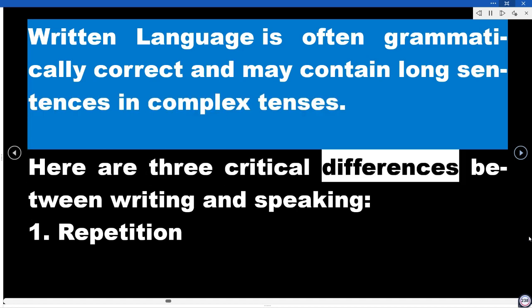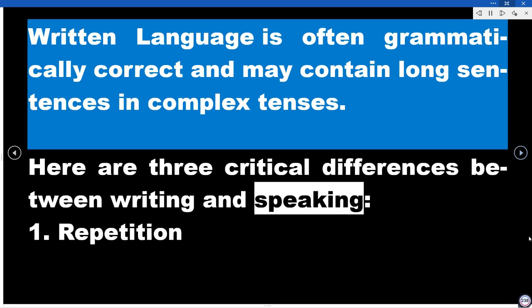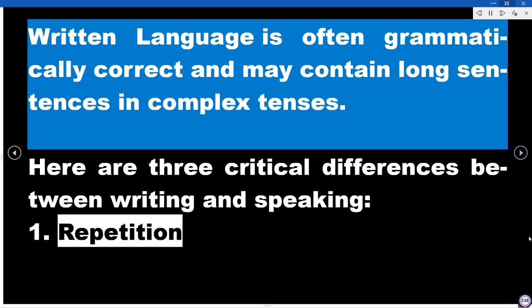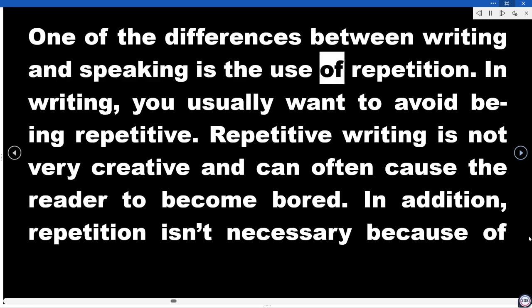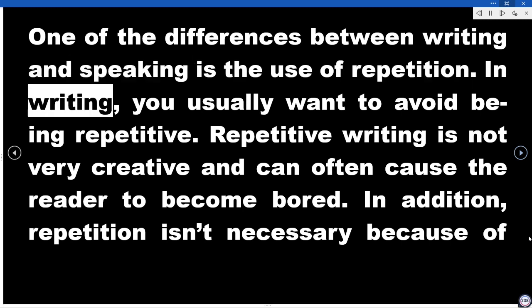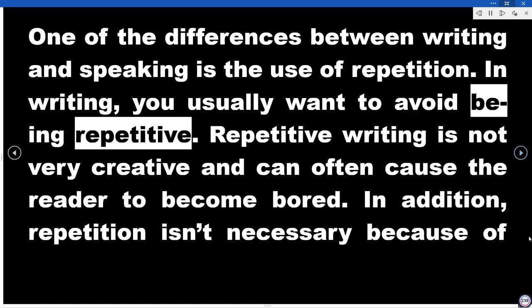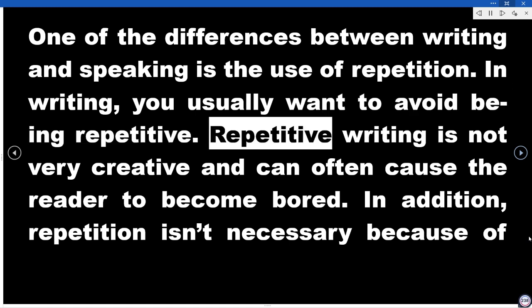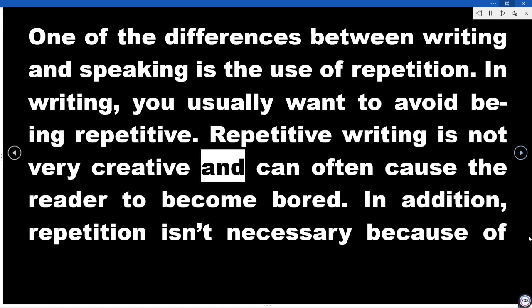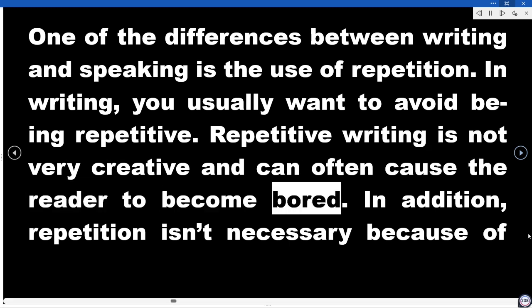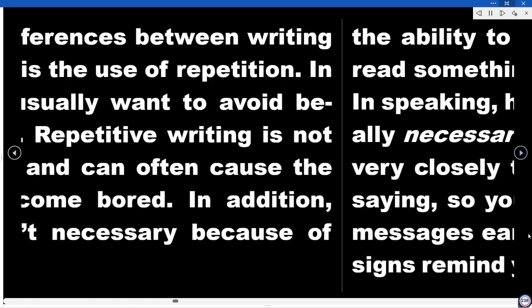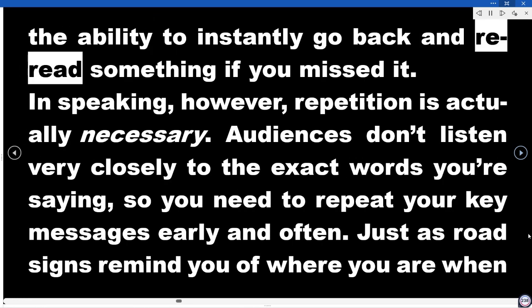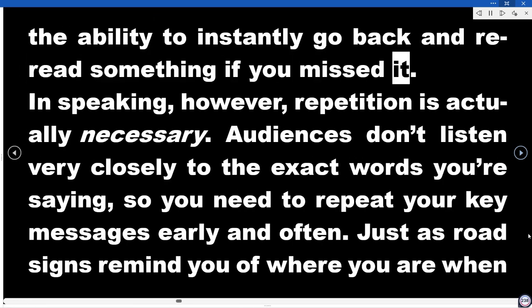Here are three critical differences between writing and speaking. 1. Repetition. One of the differences between writing and speaking is the use of repetition. In writing, you usually want to avoid being repetitive. Repetitive writing is not very creative and can often cause the reader to become bored. In addition, repetition isn't necessary because of the ability to instantly go back and reread something if you missed it.